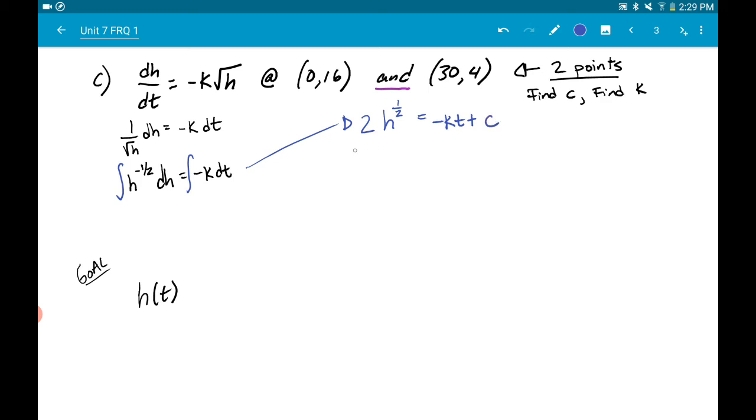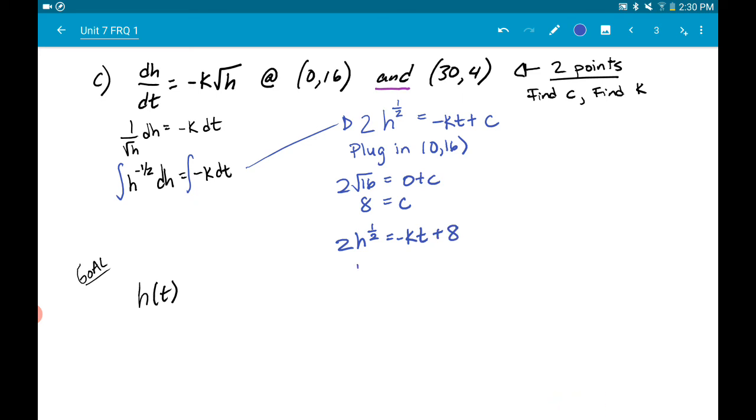And so now I'm going to start using my conditions. So if I take this and plug in 0, 16, I'm going to have 2 times the square root of 16 equals 0 plus c. So c equals 2 times 4, which is 8. So I'm almost there. So then I got 2h to the 1/2 equals negative kt plus the 8 that I just found.